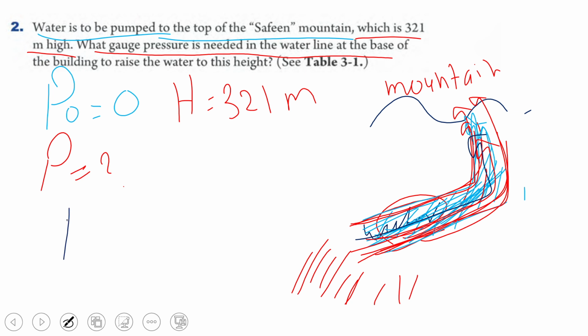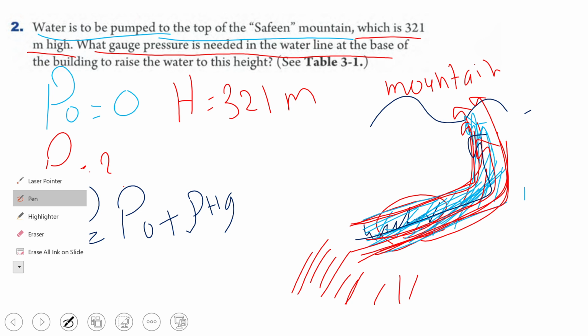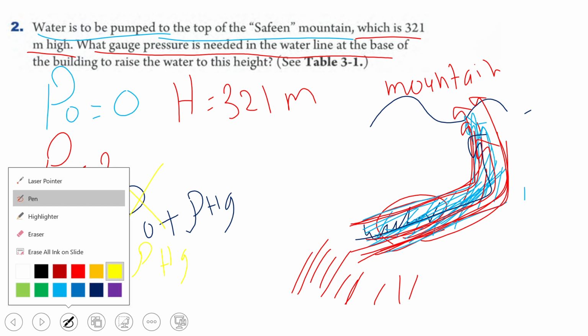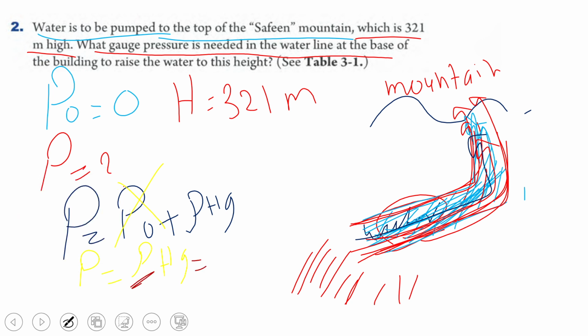So again, the same rule: pressure equals P naught plus rho h g. Again, P naught is 0, because there is no atmospheric pressure, so only P is left. P equals rho h g. Rho, you have water, so immediately write 1000 times h, 321 meters, times g, 9.81 acceleration, and multiply all.